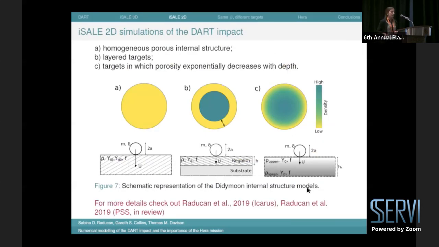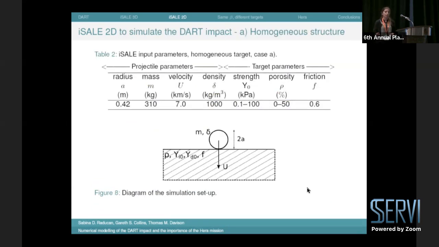So for the rest of the presentation, we'll use ICL 2D to model the Dart impact. Because we don't really know what to expect from Didymoon, we modeled 3 possible target scenarios. The first one was a homogeneous structure for which we systematically varied the cohesional strength and the porosity of the target.